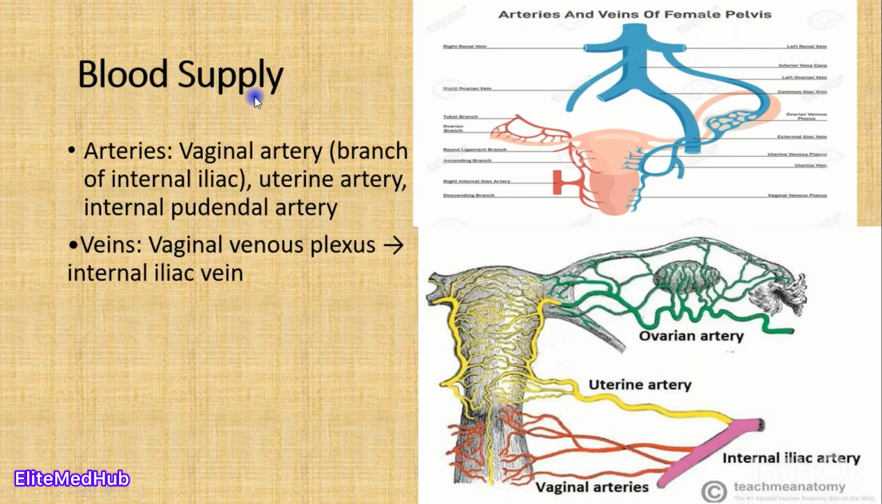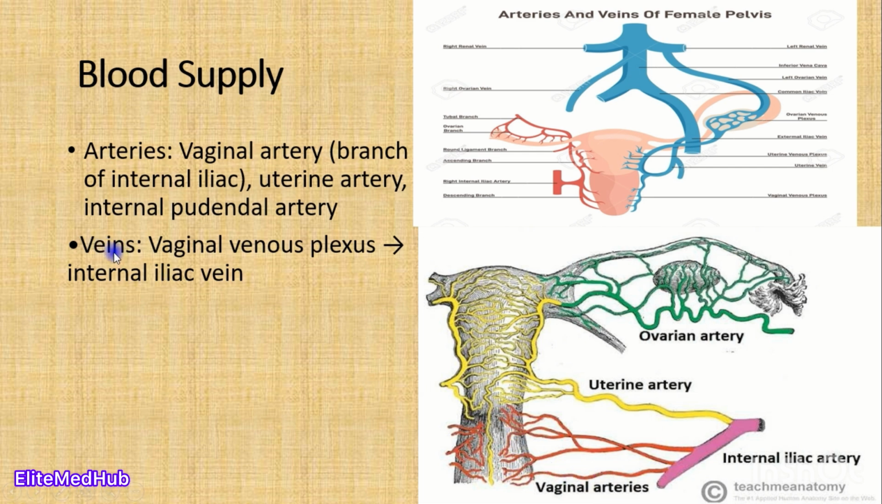So let's move to the blood supply. What are the arteries that supply the vagina? The vaginal artery, which is a branch of the internal iliac, the uterine artery, and the internal pudendal artery supply the vagina. So this is the internal iliac artery right here, which is giving rise to the vaginal arteries that supply the vagina. It also gives rise to the uterine artery, which is supplying the upper part of the vagina. These vaginal arteries supply the lower part of the vagina.